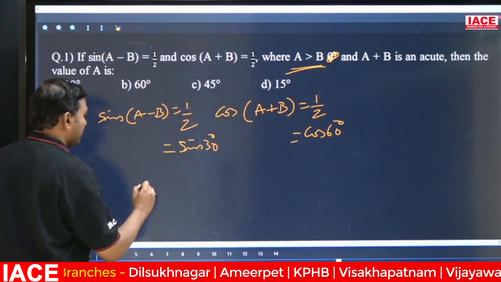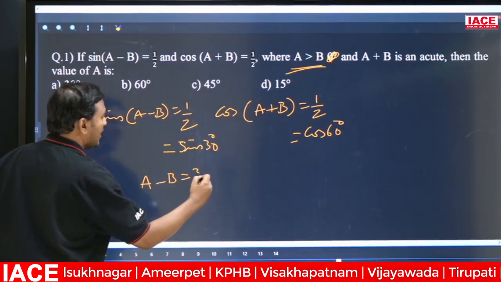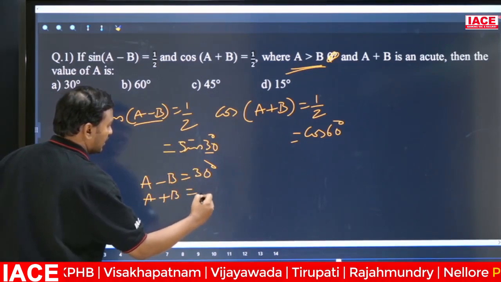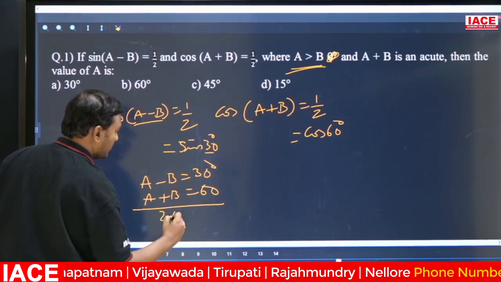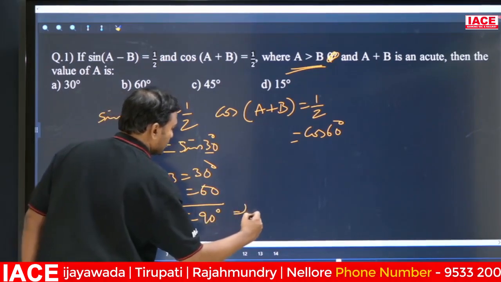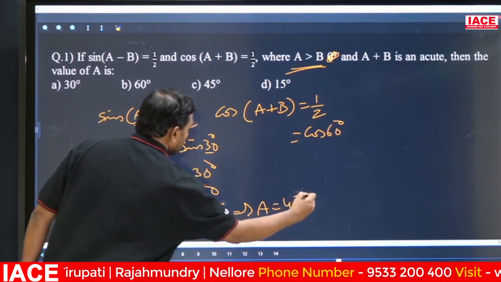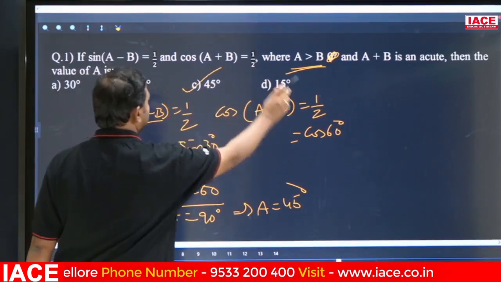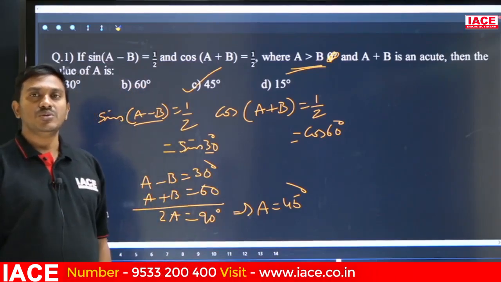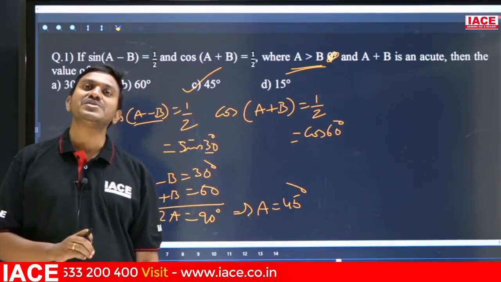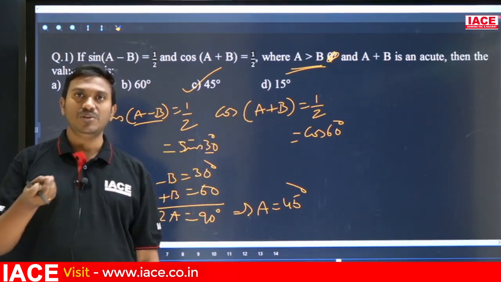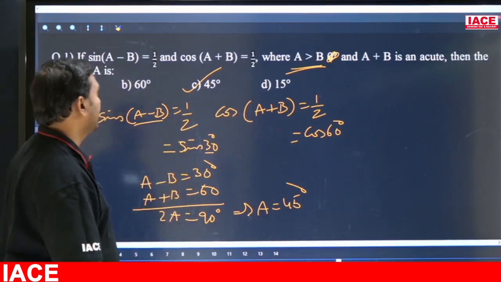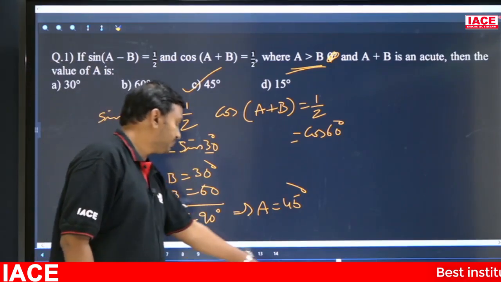So what is a plus b? A minus b is 30 degrees and a plus b is 60 degrees. Then 2a is 90, so the value of a is 45 degrees. Option C is the right answer. Simple. This is a trigonometry question related with algebra. The remaining part is only simplification, which is also very simple. Then question number 2.